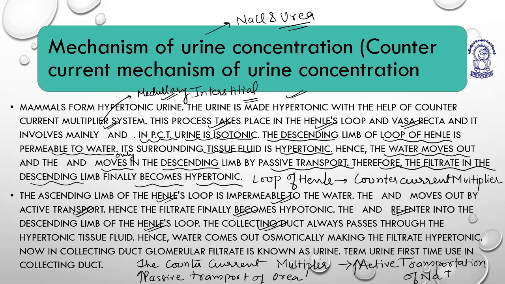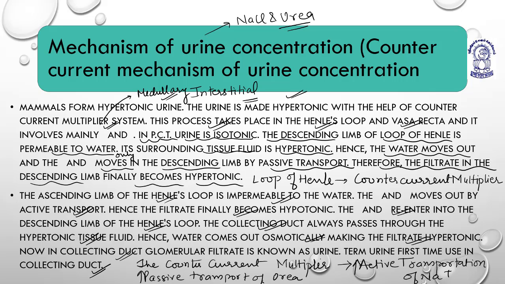The collecting duct always passes through the hypertonic tissue fluid. Hence, water comes out osmotically, making the filtrate hypertonic. The urine which is passed out is hypertonic. In the collecting duct, the glomerular filtrate is known as urine. The term urine is used for the first time in the collecting duct.